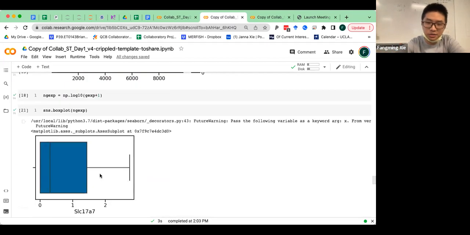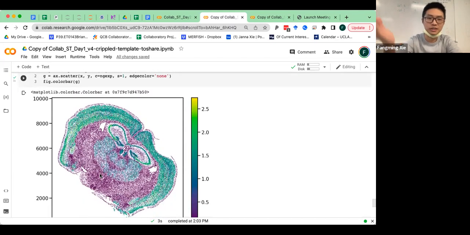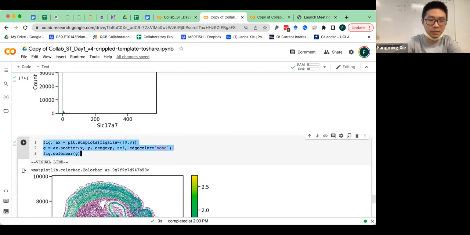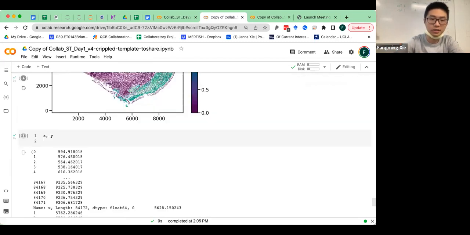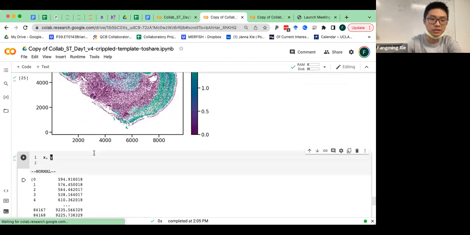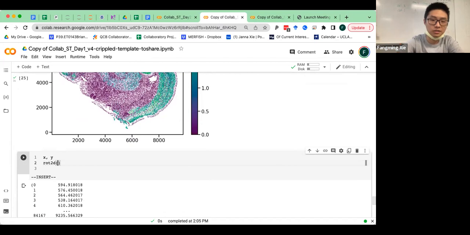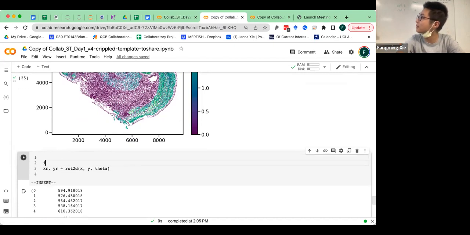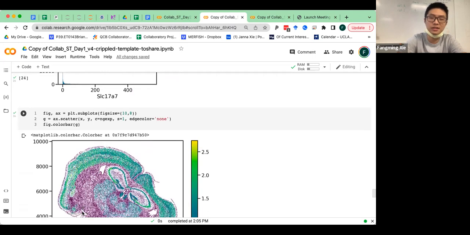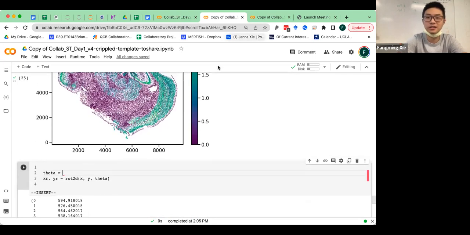Okay, so let's try to rotate this to make it level. That's going to be the last task of the first demo. So what do we do? We have our x and y, we know their coordinates that look like this. We just send it to our function, rot2d x and y and theta. The results will be the rotated x and rotated y, so x r, y r. Then the question is, what's theta? By how many degrees do we want to rotate this to make it level? Any idea?